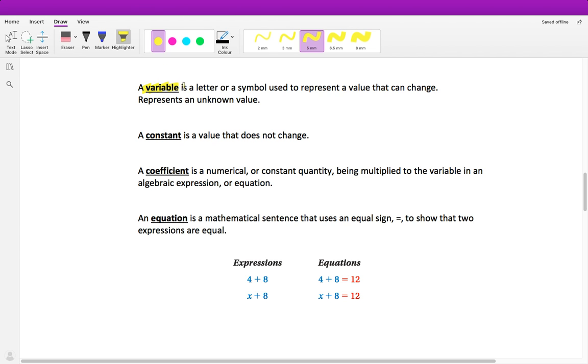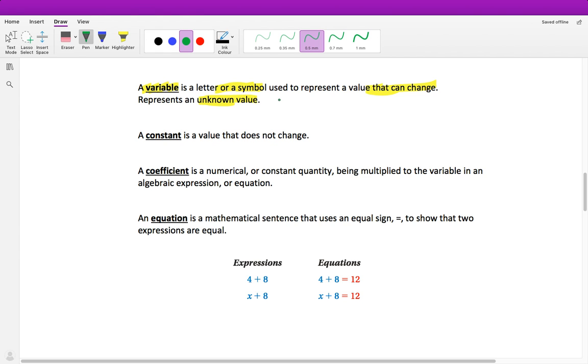A variable is a letter or a symbol used to represent a value that can change. It also represents an unknown value. So we've already dealt with variables this year, so this isn't new for you. So you should all be very comfortable with what a variable is. And remember, I told you that you guys can use anything you want. And the reason is because you have to define your variables. And that's something that we're going to start learning now, that you must define your variables.